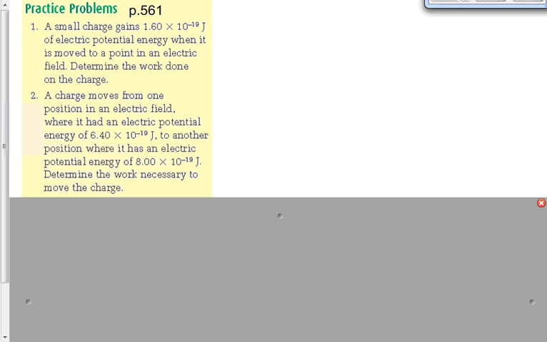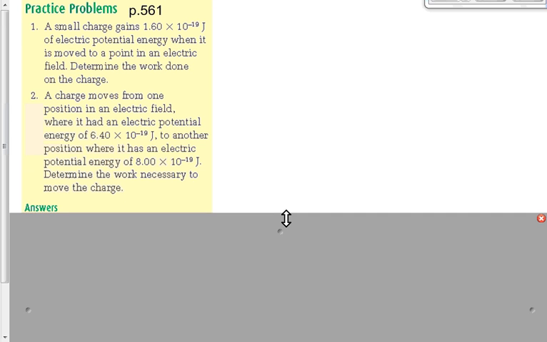What's the answer to the first one, guys? Here's the gain in potential energy. What's the work done? Yeah, 1.6 times 10 to the minus 19 joules, right? What about the second one?